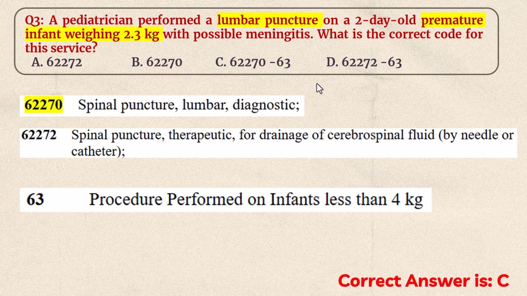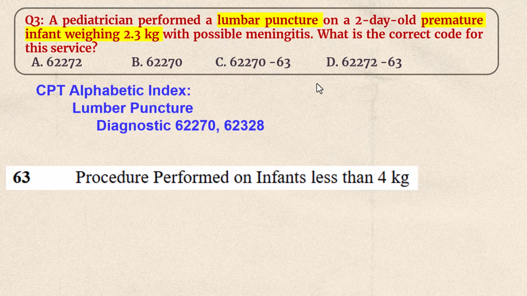If you encounter this case in a real working scenario, you have to go with the CPT index. In the CPT alphabetic index, you have to go to the lumbar puncture. There you have to go to the subcategory of diagnostic. It will lead you to the following two codes, 62270 and 62328. Again, go back to the tabular list and confirm the answer. Also, you have to use the modifier 63, that is procedure performed on infants less than 4 kilograms. So the correct answer is C.